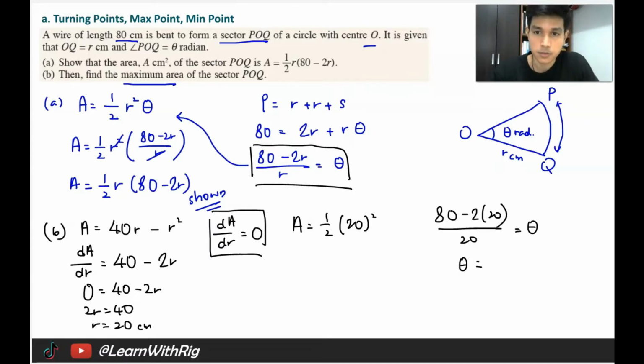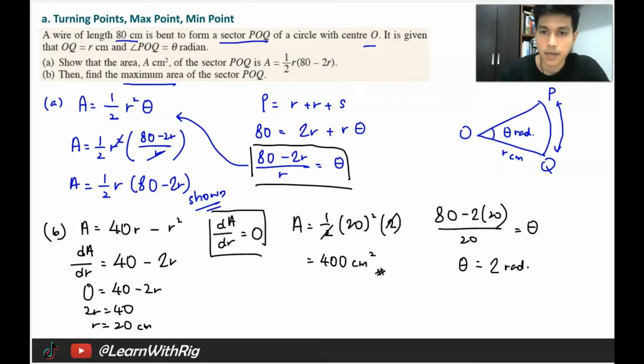So theta equals, just use your calculator. So let me do this. 20 times 2, 80 minus 40 divided by 20, answer is 2. Okay, 2 radians. So just multiply by 2. So you can cancel here, you get 400 cm squared. This is your area. Now how do you know this is the maximum area? That's the key question.